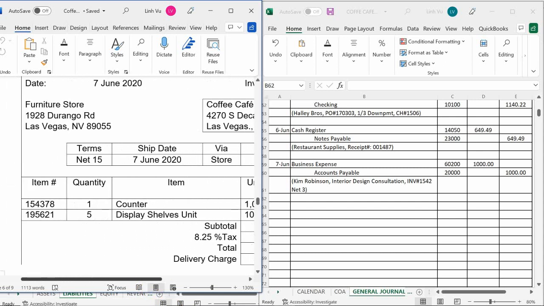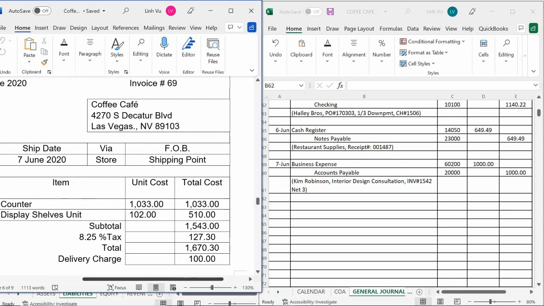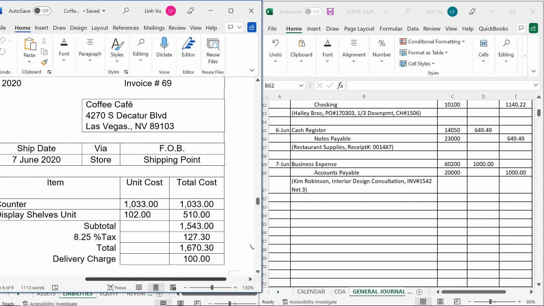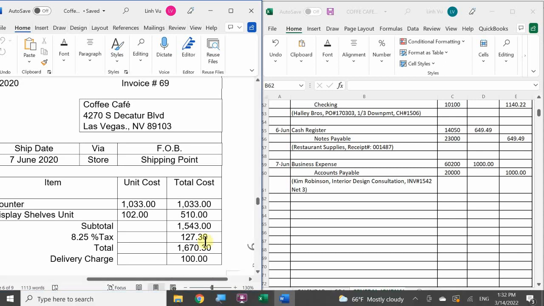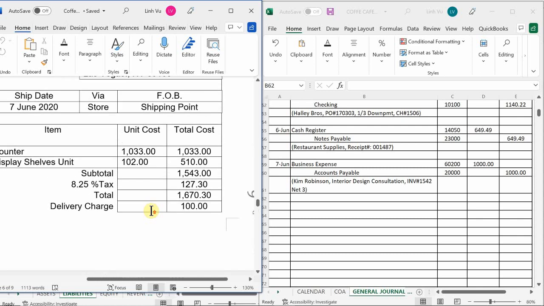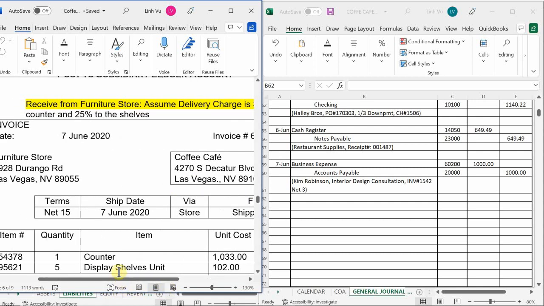And, of course, let's see what happened here. We bought one counter, okay? And we bought 5 display shelves, right? We were already quoted $15.43, but here we had to be taxed at 8.25%, which gave us a total of $127.30 plus shipping. Okay, we got delivery charges of $100, which gives us our grand total of $17.70.30. And in this case, because we received a bill, our assumption is we got 15 days to pay for it. So I'm going to say we're going to pay it later.